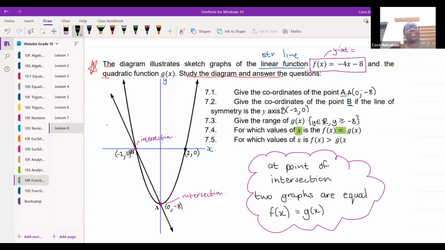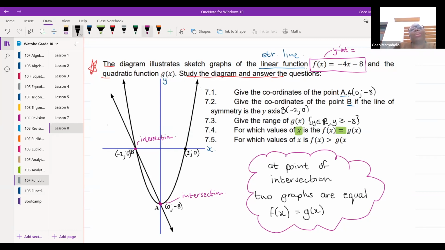Right. But I can't then go, my points are equal at A, which is 0 and -8, and at B at -2 and 0. No. What is the question actually asking for, guys? It's not asking for coordinates. What is it asking for?